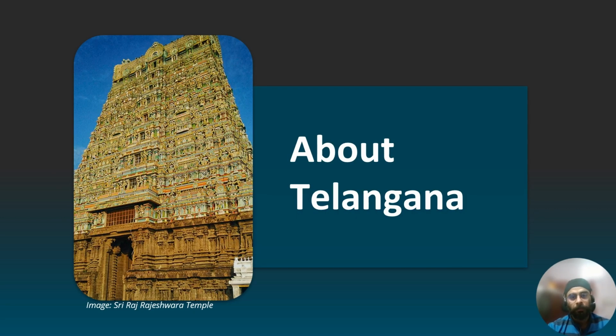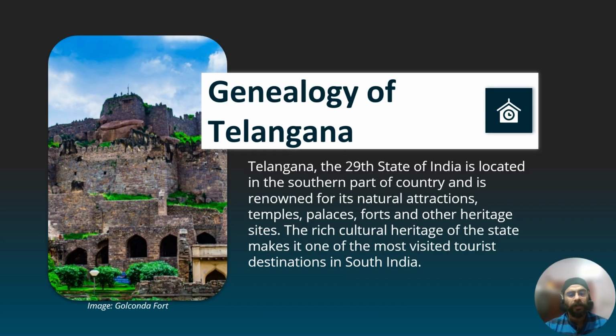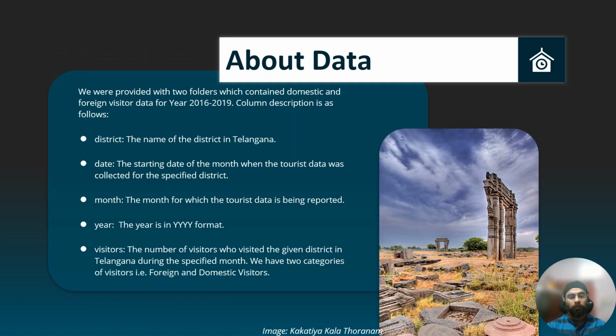With the problem statement clear, let us have a historical overview of Telangana. Telangana, the 29th state of India, is located in the southern part of the country. Now it being ruled over by many dynasties has lots of temples, forts, and palaces built. The rich cultural heritage of this place makes it one of the most visited tourist destinations of South India. Now as we have a brief overview of the history of Telangana, we will look at the data.